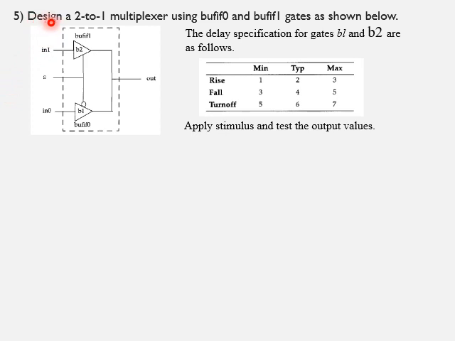Question number 5. Design a 2:1 multiplexer using bufif0 and bufif1 gates as shown below. So this is the logic diagram of the 2:1 multiplexer using bufif1 and bufif0.